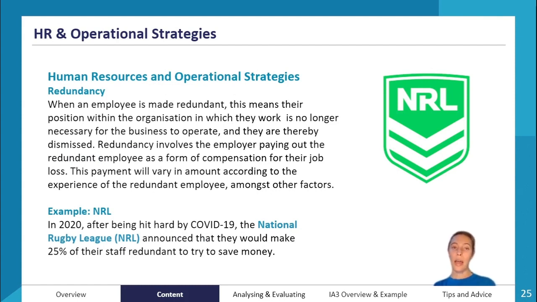So some HR and operational strategies that can happen when you're in that post-maturity stage can be, so one of them is redundancy. And this is probably something that we are already familiar with just from our everyday lives and the news, particularly in that COVID-19 period. So when an employee is made redundant, this means that their position in the organization is no longer necessary for that business to operate. So they are then dismissed as a result. They're not needed, so they are no longer going to have that job anymore.